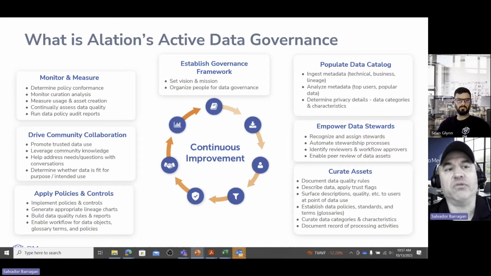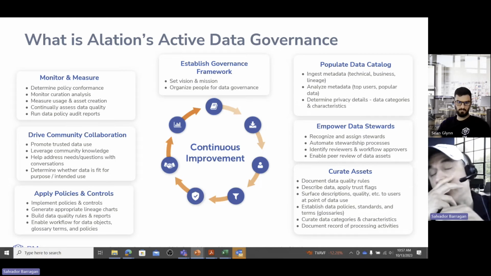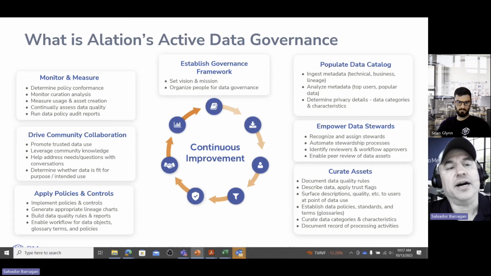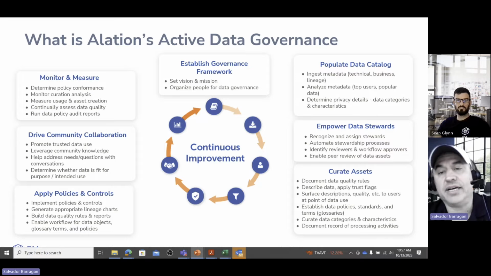So you're going to determine how much curation has occurred within your data sets. You're going to measure the usage of your data. How often are people going in and using it? How many assets are being created? A good place would be looking at your business glossary. How many new terms are being added to your business glossary? And then running audit reports around this. This will enable you to understand where we are successful, where we're not, and really address those areas that you're not successful.